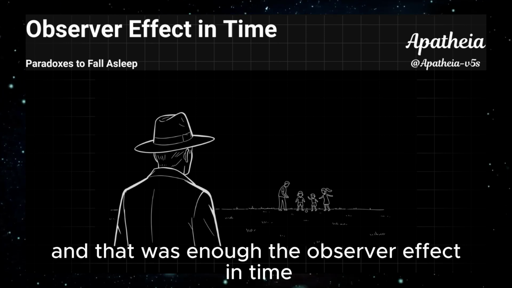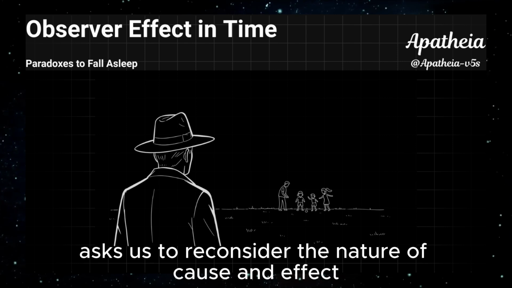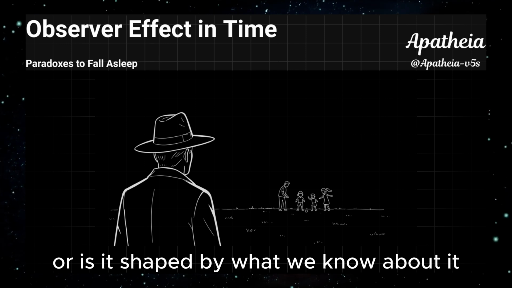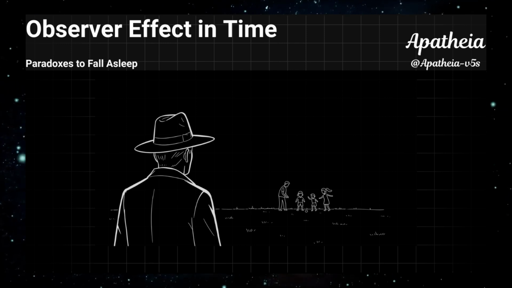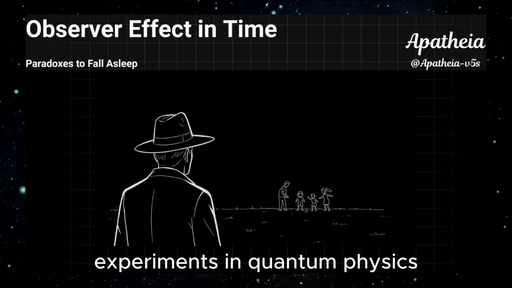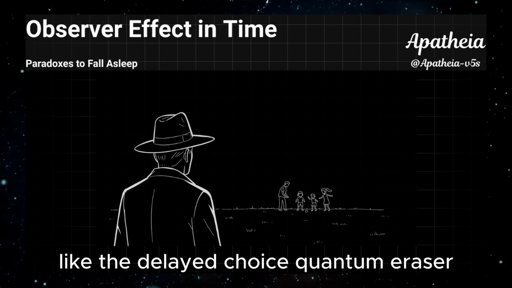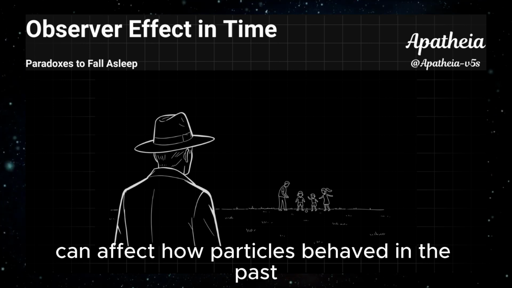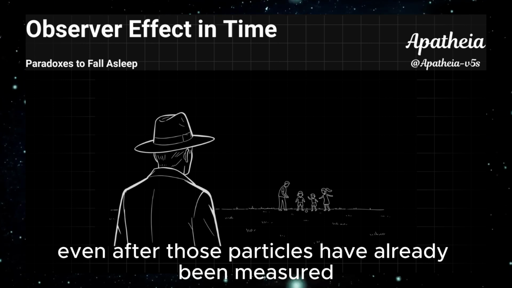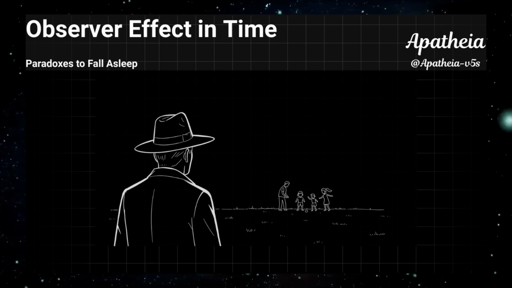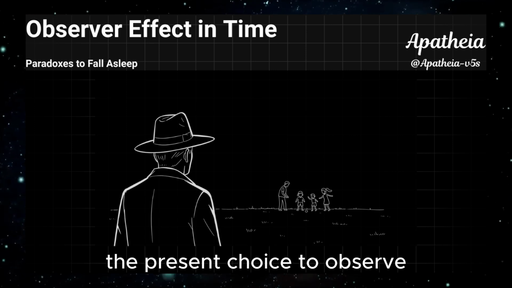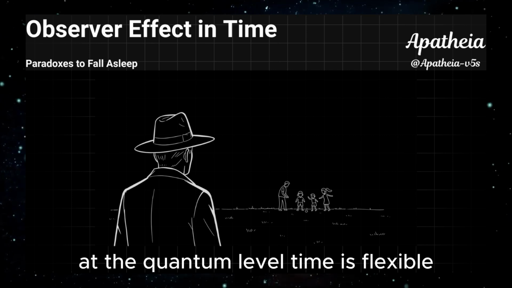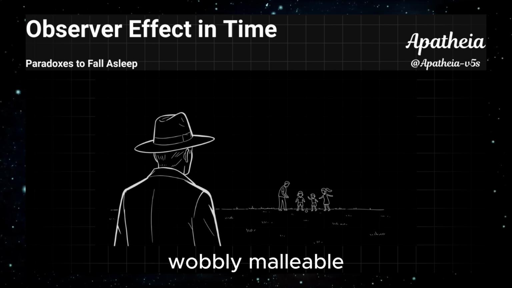The observer effect in time asks us to reconsider the nature of cause and effect. Is the past fixed, or is it shaped by what we know about it? It's not just theory. Experiments in quantum physics, like the delayed choice quantum eraser, show that actions in the present can affect how particles behaved in the past, even after those particles have already been measured. Yes, you heard that right. The present choice to observe can alter what happened before. At the quantum level, time is flexible, wobbly, malleable.